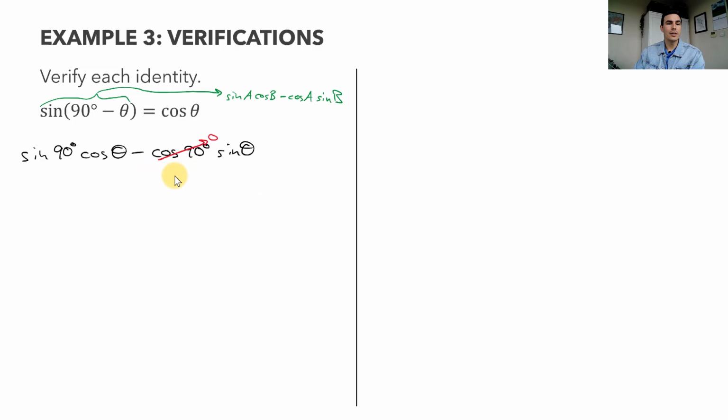Now cosine of 90 degrees is 0, so this whole term cancels out. And sine of 90 degrees is 1, so I'm left with just cosine theta. Cosine theta equals what we have here, cosine theta, so that checks out. You guys pause the video and see if you can verify that cosine of 90 degrees plus theta is equal to negative sine theta.